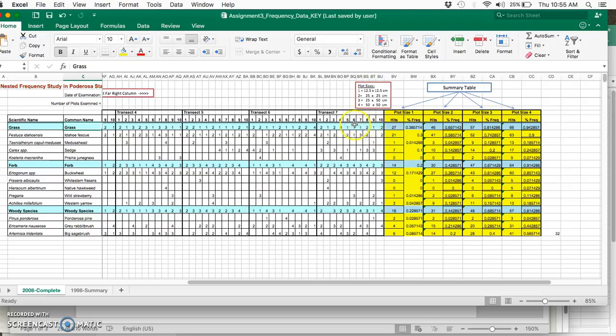And so again, if it's in transect 1, it's also in 2, 3, and 4. Or if it's in plot size 1, then it's also in 2, 3, and 4. I hope that clarifies things. Please let us know if you have any questions regarding this. All right, so back to the assignment, and then of course you fill it in.